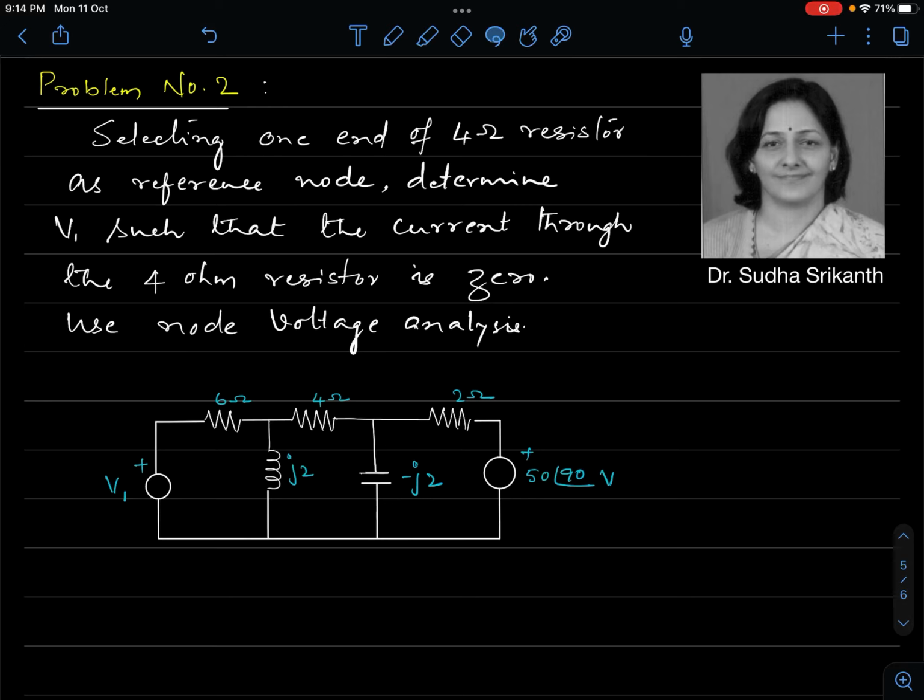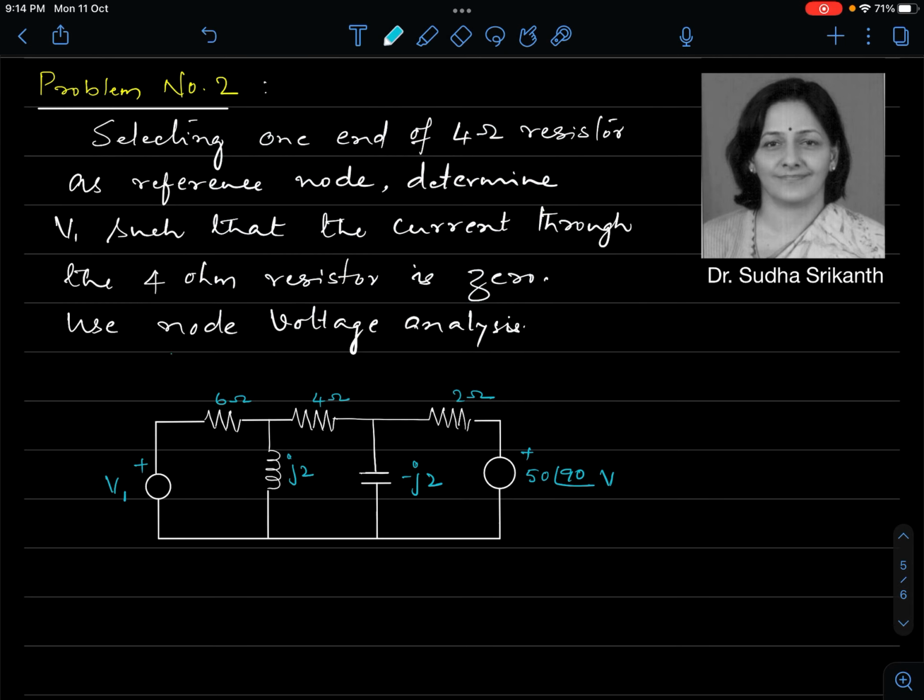Today in this video I have taken up another problem on network analysis. The problem reads this way. Selecting one and 4 ohm resistor as reference node, determine V1 such that the current through the 4 ohm resistor is 0. The method suggested for this problem is node voltage analysis.